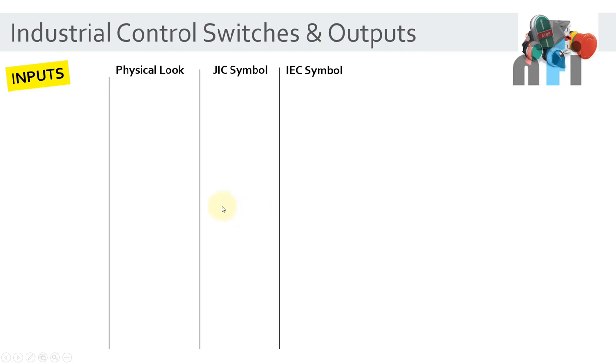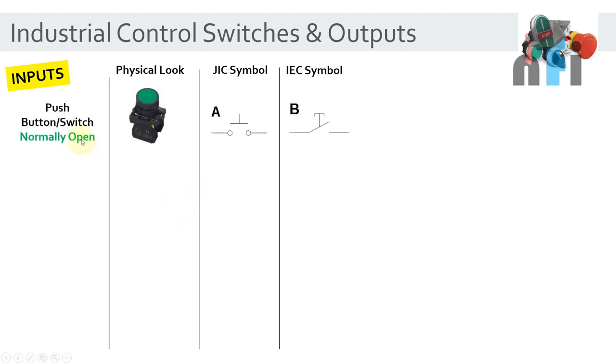Let's look at the physical look and some symbols of these switches. The very common switch is the push button, normally open. It is also called push button or push switch. Someone says button, someone says switch, so it's okay. This is how it physically looks, and its JIC symbol is that and its IEC symbol is that. These are the two standards for the symbols.